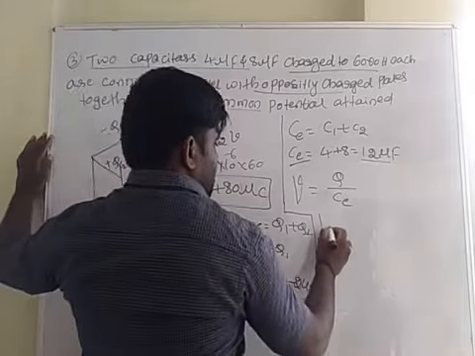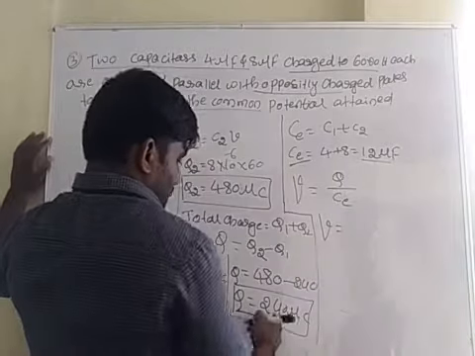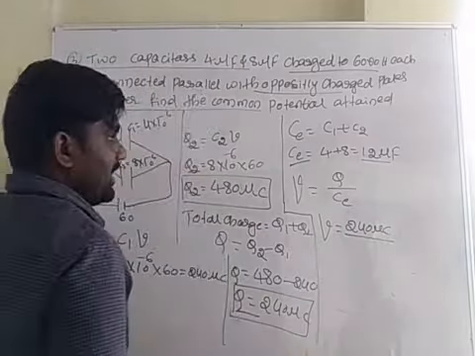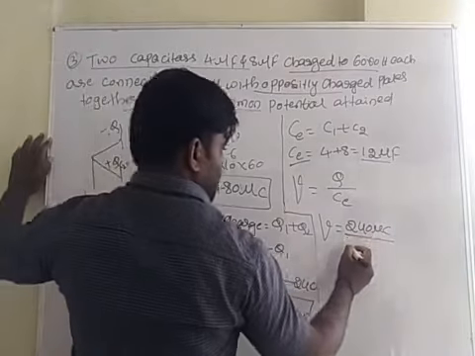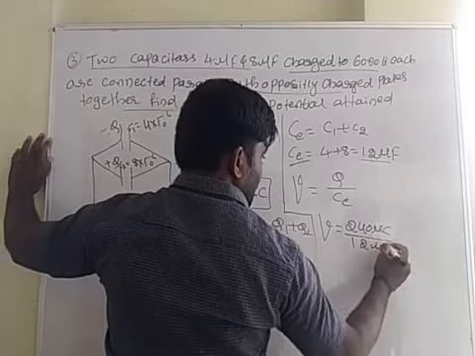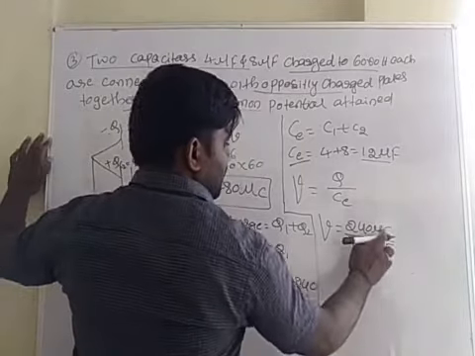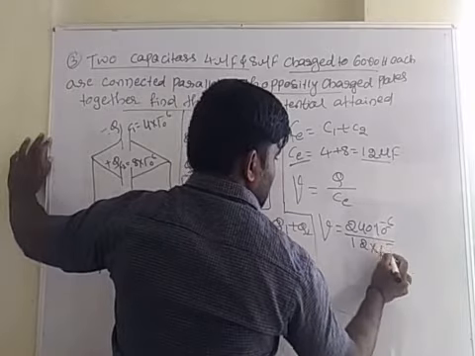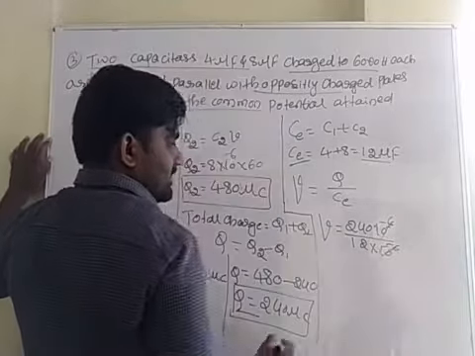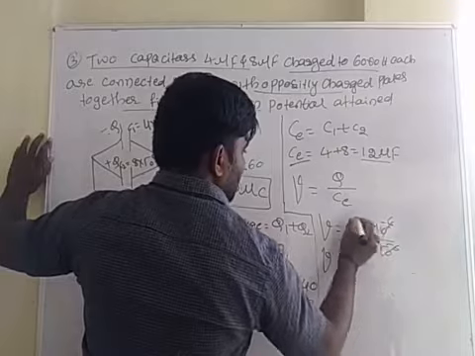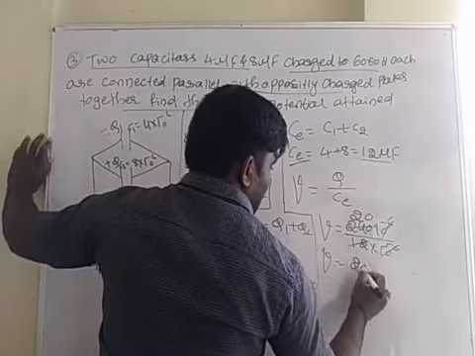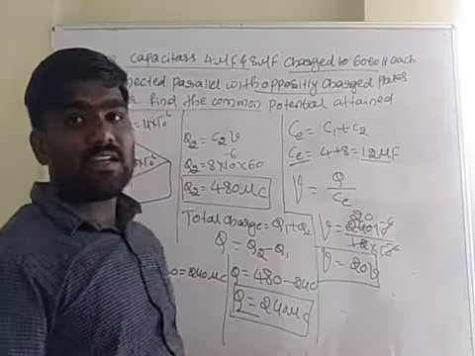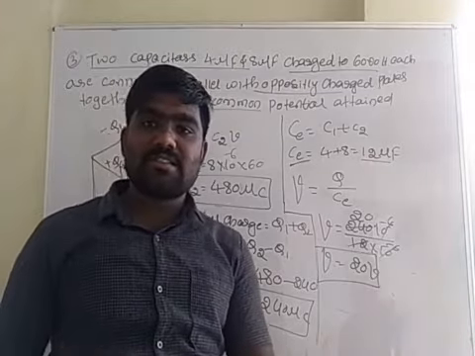This common potential V is equal to Q, which is 240 microcoulomb divided by the effective capacitance, 12 microfarad. Microfarad and microcoulomb both mean 10 to the power minus 6, so these two cancel. So V is equal to 20 volt, which is the final answer. Like this only we are solving such kind of problems.